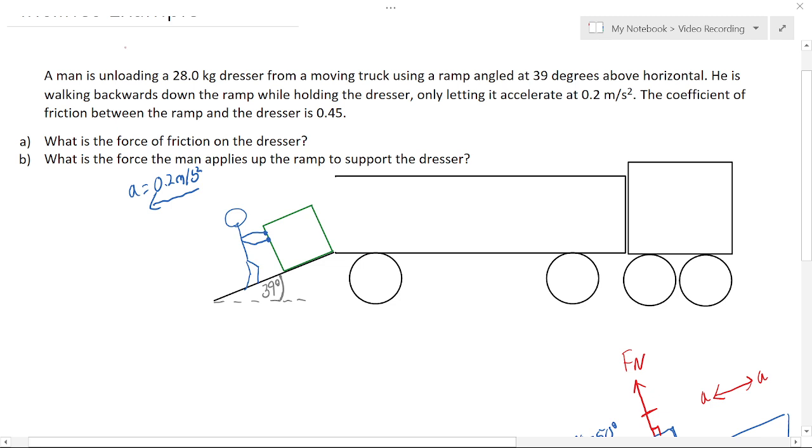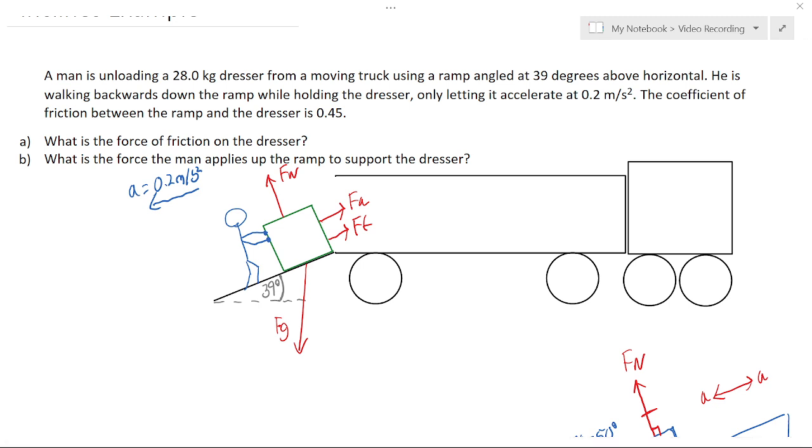So let's go ahead and draw the forces on the dresser before we get started with solving A and B. We know that there will be a normal force on the dresser that is perpendicular to the ramp. We know there is a gravitational force that points straight down towards the center of the earth. We know the man is holding the dresser so that it doesn't speed up too much. And lastly, we know that friction is also slowing down the dresser. It's acting opposite to the way the dresser is moving. So if the dresser is sliding down the ramp, then friction holds the dresser up the ramp.